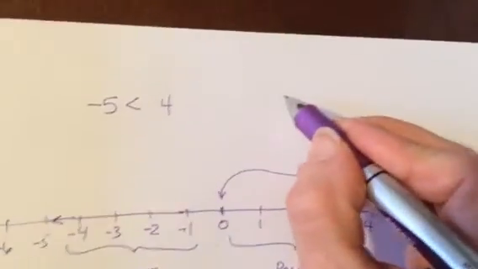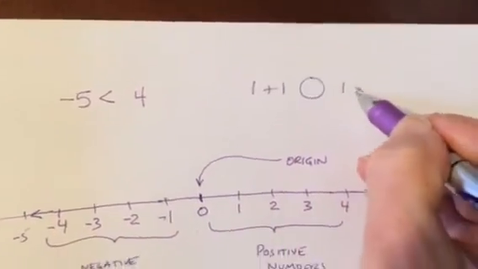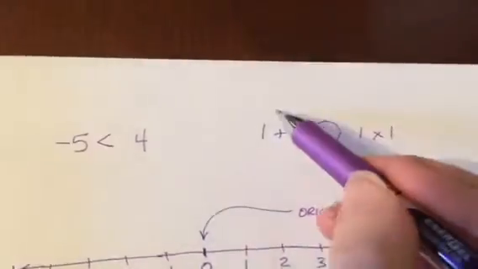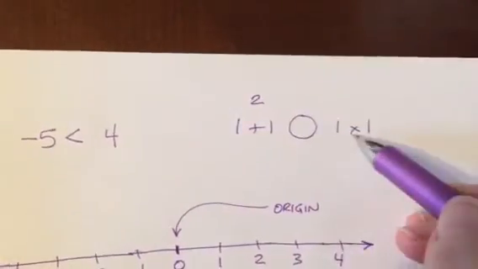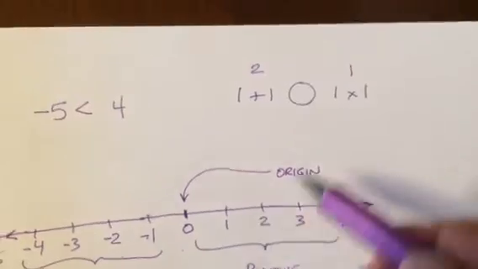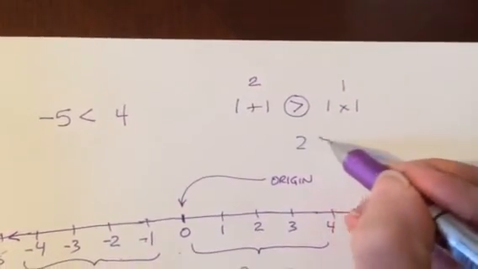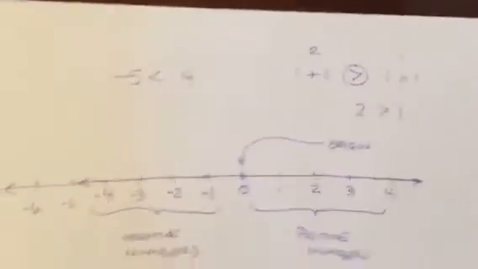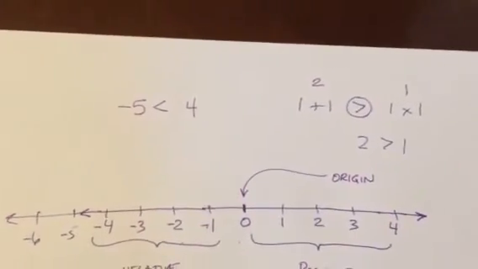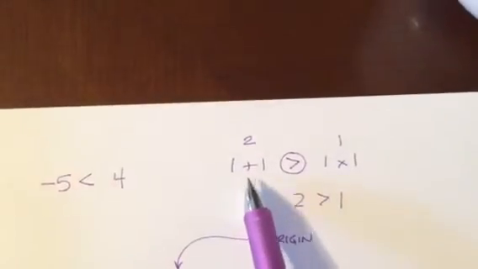And 1 plus 1, 1 times 1. Well, 1 plus 1 is 2, and 1 times 1 is 1. So 2 is farther to the right on the number line. It is greater than 1. 2 is greater than 1. Or to read your original question, 1 plus 1 is greater than 1 times 1.